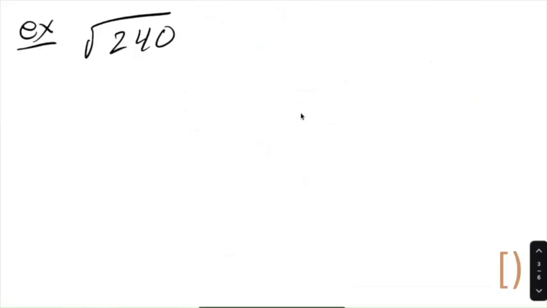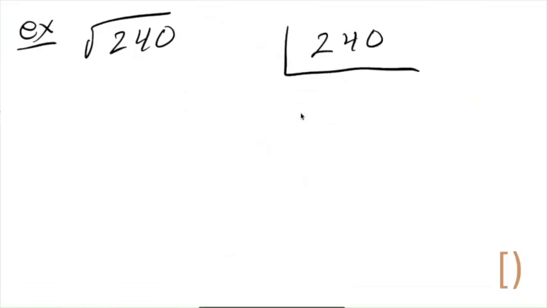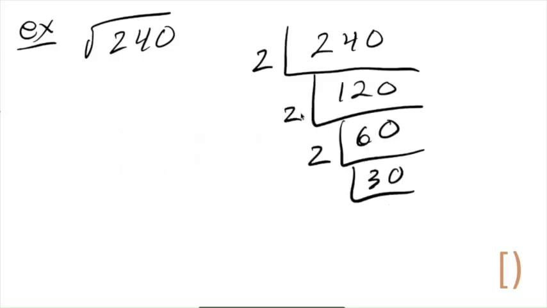Let's do another one. 240 here. I'm going to do the same thing. Now, you could go faster if you know big prime numbers. I don't deal with that. Just go small. 2 and 120. I go 2 and 60, 2 and 30. Then that is 3 and 10, and that is 2 and 5.